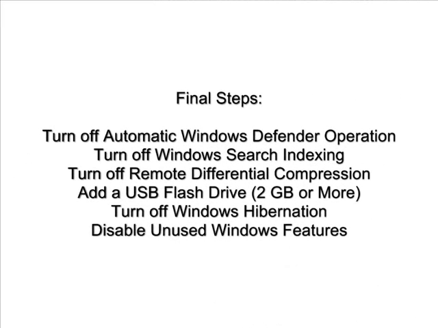Now the final steps of our optimization are to turn off automatic Windows Defender operation, turn off Windows search indexing, turn off remote differential compression, add a USB flash drive of 2 gig or more if you have one. This will help quite a bit, but it's optional of course. Turn off Windows hibernation because it uses a lot of memory. Unless you want to use Windows hibernation, you should turn it off. And disable unused Windows features. So let's start with turning off automatic Windows Defender operation.